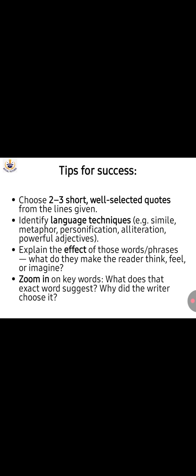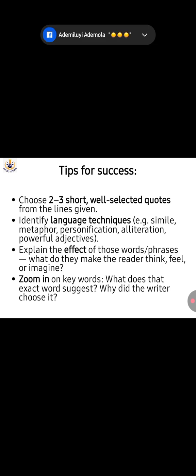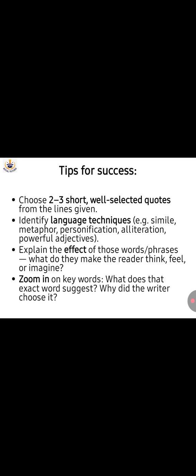Tips for success. First, choose 2 to 3 short, well-selected quotes from the lines given. 2. Identify language techniques, e.g., simile, metaphor, personification, alliteration, powerful adjectives. 3. Explain the effect of those words or phrases. What do they make the reader think, feel, or imagine? 4. Zoom in on keywords. That is, you ask yourself, what does that exact word suggest? Why did the writer choose it?